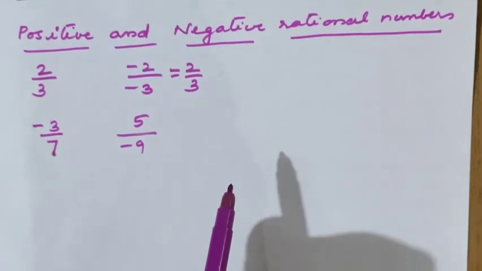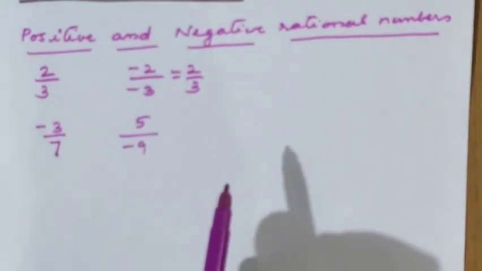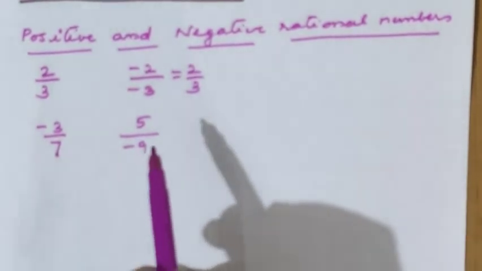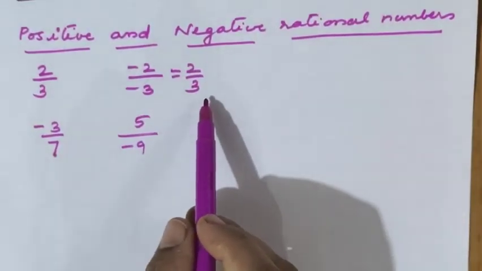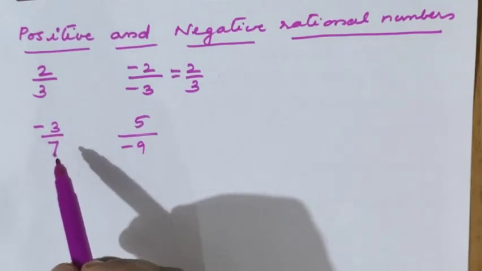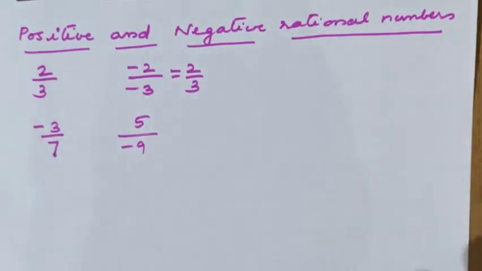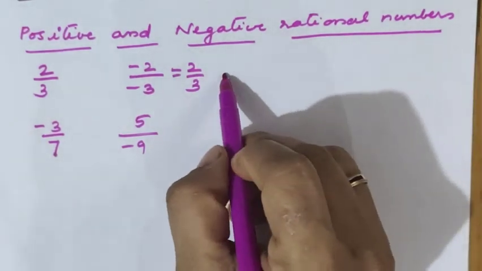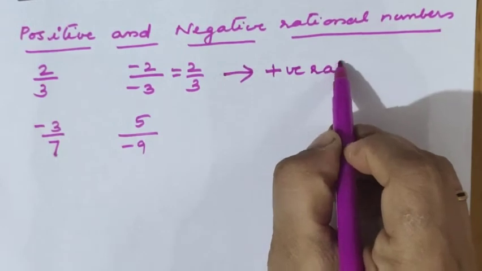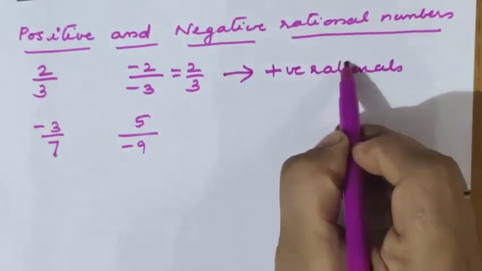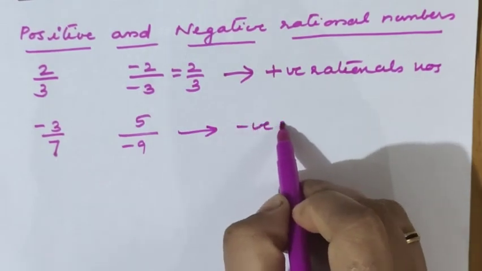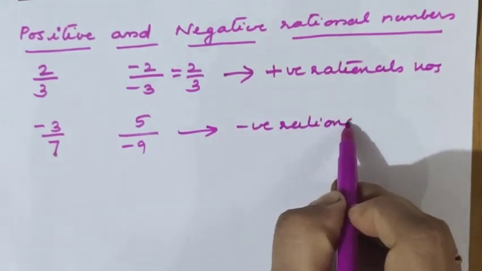Once again, when both the numerator and the denominator are positive integers, or they have the same sign, the number is called a positive rational number. When either the numerator or the denominator is negative, it is called a negative rational number. So these are the examples for positive rational numbers. Next, these are the examples for negative rational numbers.